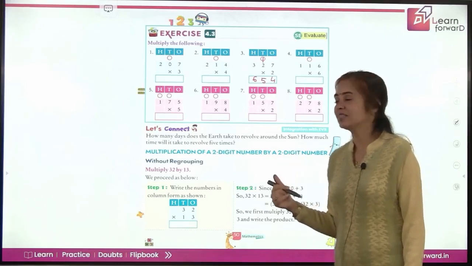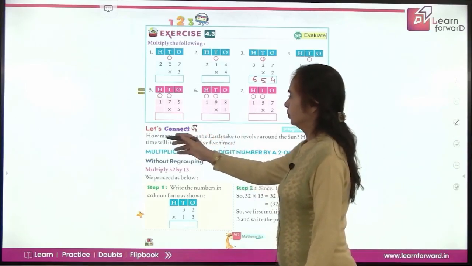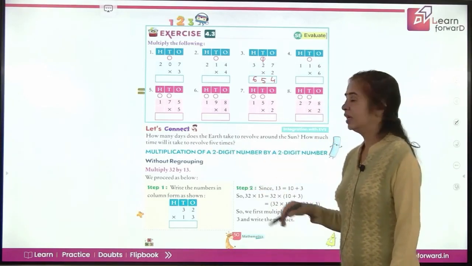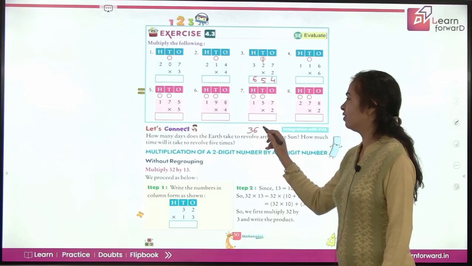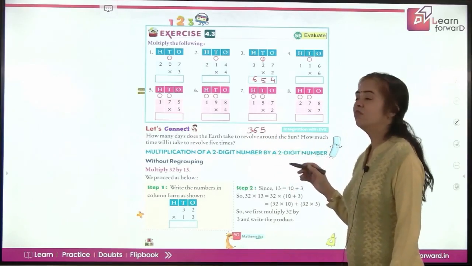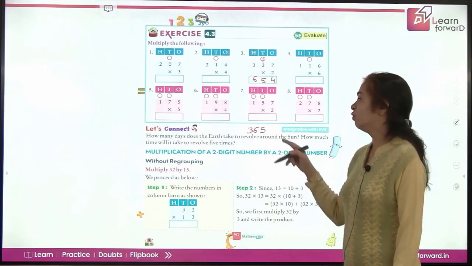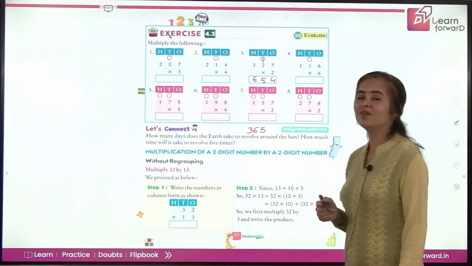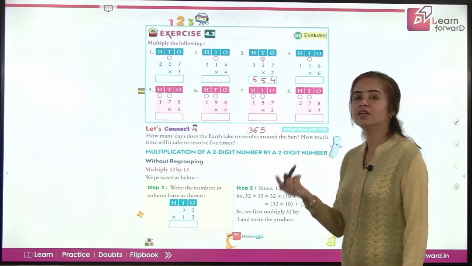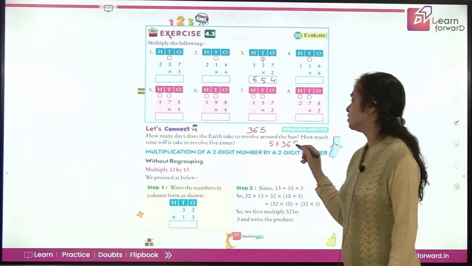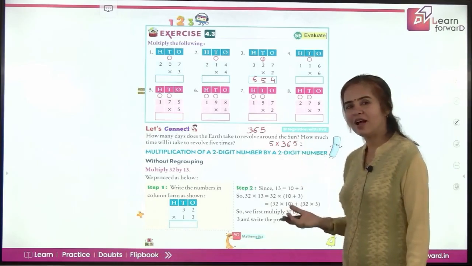Okay, let's do more activities. Let's connect. How many days does the earth take to revolve around the sun? Do you know? It takes 365 days. That's good. How much time will it take to revolve 5 times? So one time it is taking 365 days. Yes, you are right, because we have to add 365 5 times. So what you will do is 5 times 365, multiply and get your answer.